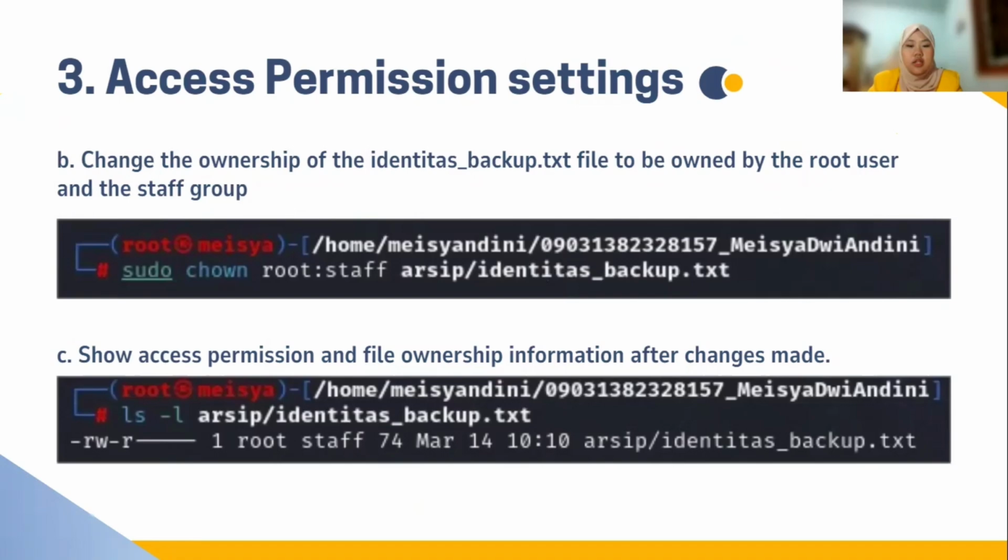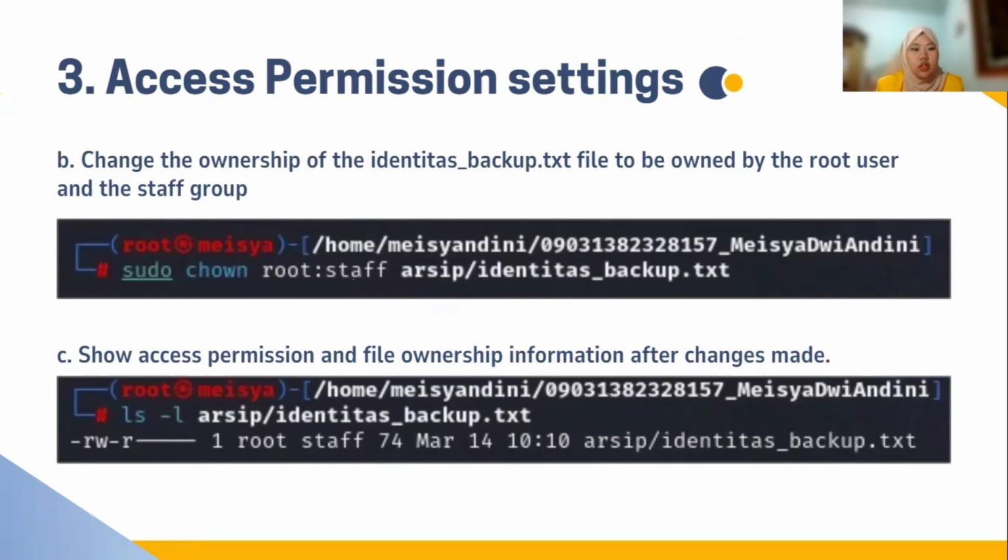Continue next. The instruction is 3B. Change the ownership of the identitas_backup.txt file to be owned by the root user and the staff group. Command: sudo chown root:staff, space, subdirectory slash file name, and then this command changes the ownership of the identitas_backup file to be owned by root and staff.